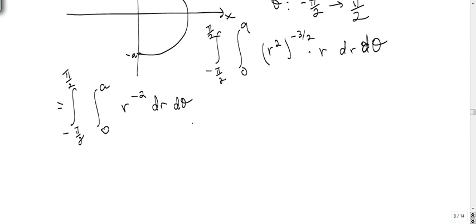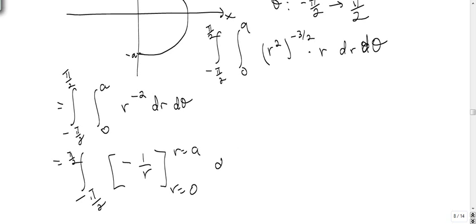Let's integrate. Put your outermost integral, leave it alone. Integrate r to the negative 2. What's that? Negative r to the negative 1, right? So let's put it as negative 1 over r, and r goes from 0 to a, d theta. Now you know something is wrong here. Why? What's wrong? r is 0.